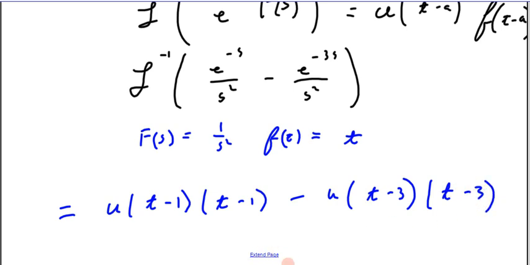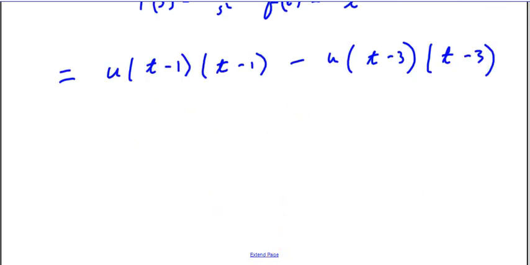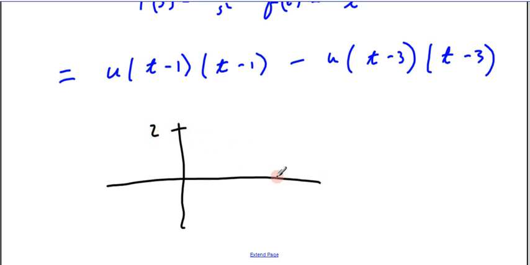So that's my final answer, and if I look at that and say, well, what the heck do I have here? Well, I have a function that goes up to 2, and 1 to 3, and I'm going to come over to 1, I'm going to come up to 3, and then I'm going to go that way. So that's what I'm going to end up looking like.